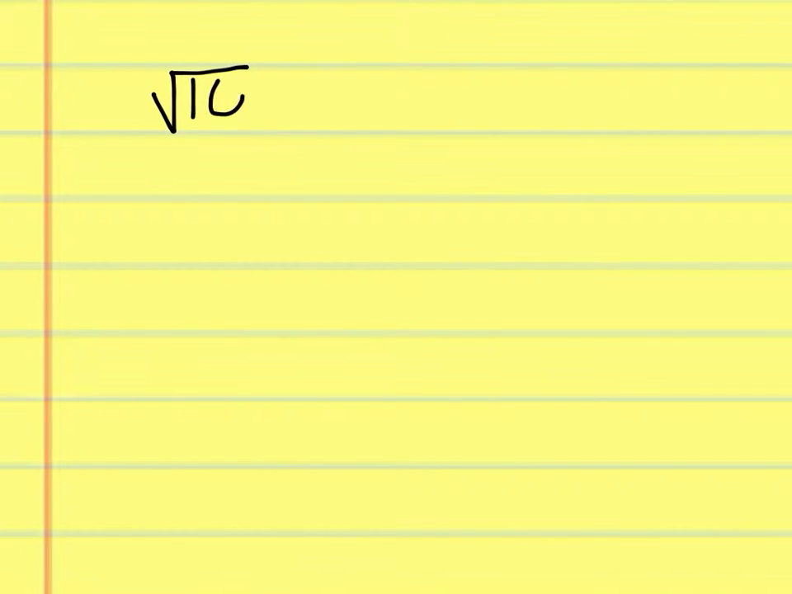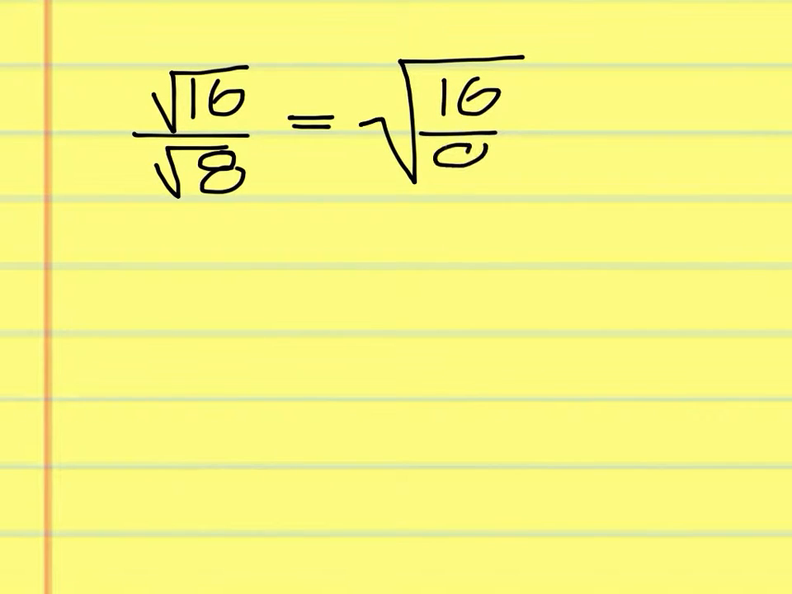Square root of 16 over square root of 8. You have a square root in the denominator, but if you also have one in the numerator, you might want to see if you can reduce them. A square root over a square root can be written as if it were just one fraction. You don't need to write it like this. You can simply do it as it is.